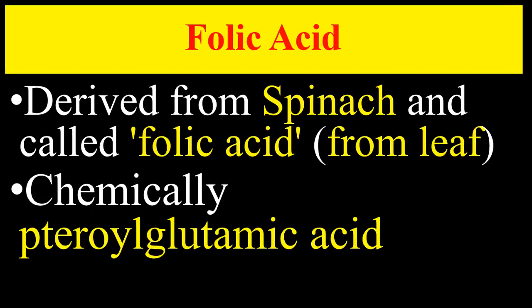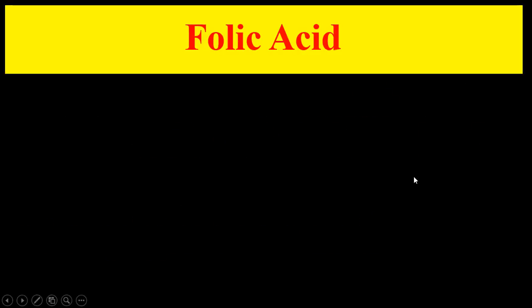The source of vitamin folic acid is spinach. Spinach means palungo, and folic acid is the term derived from leaf. Foli means leaf in Latin, and chemically it is pteroyl glutamic acid.